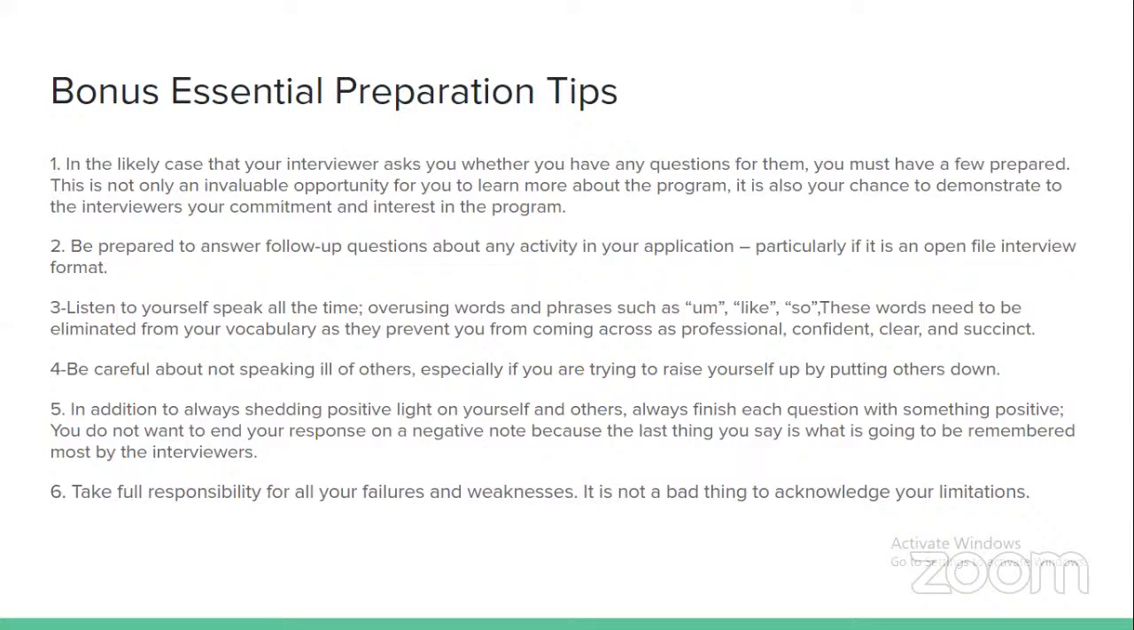In addition to always shedding a positive light on yourself and others, always finish each question you are asked with something positive. You don't want to end your response on a negative note, because the last thing you say is what will be remembered most by the interviewers. You also have to take full responsibility for all your failures or weaknesses. It's not about denying them, but about acknowledging your limitations.